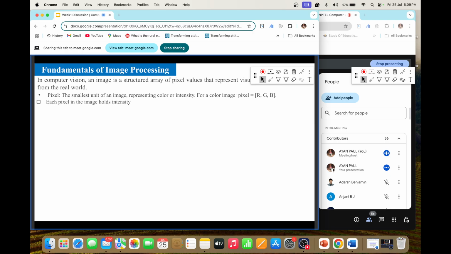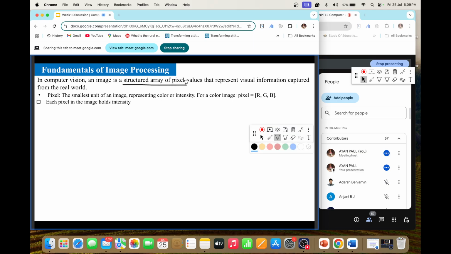So, fundamentals of image processing. The first question that will arise in your mind is, what is an image? An image is a structured array of pixels. Okay, pixel values that represent visual information captured from the real world.